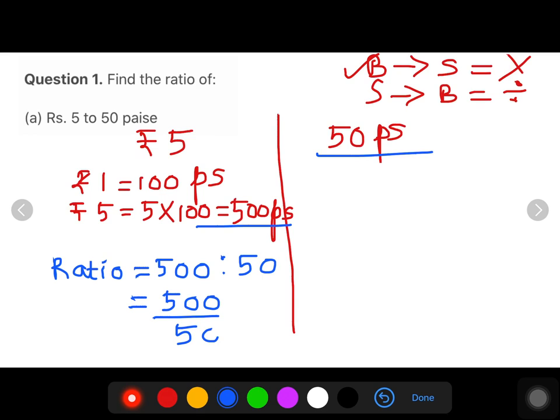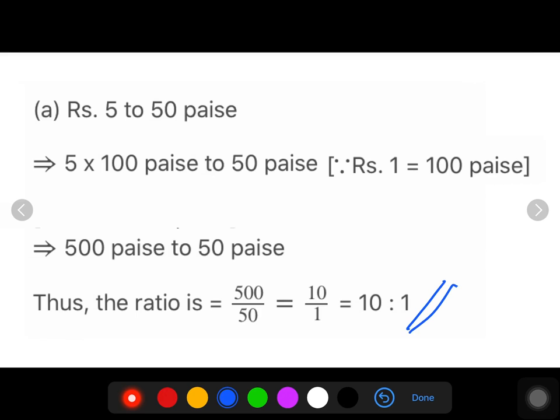Now you simplify. 0, 0 will get cancelled, and 5 ones are 5, 5 tens are 50. Therefore, the value will be 10 divided by 1. Therefore, the ratio is 10 is to 1. So, we'll be writing it down like this.